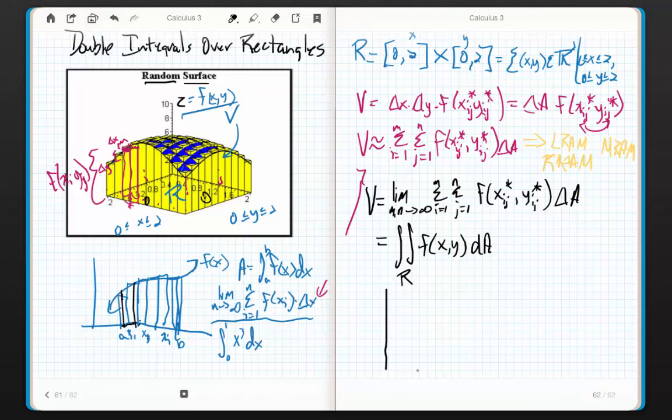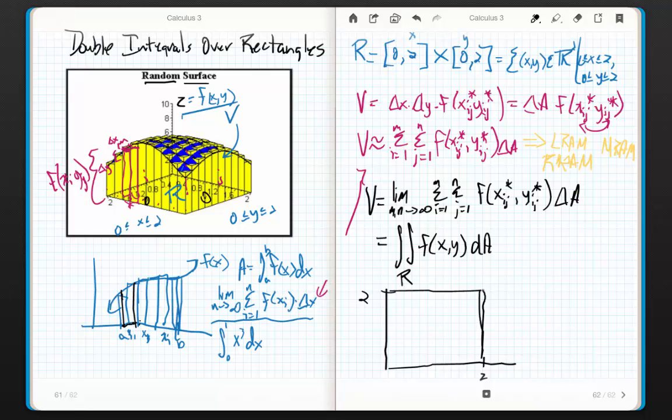Well, now we've got a problem, don't we? Because instead of breaking this up into one-dimensional subintervals of width delta x, now I have a grid to work from. Up here's 2, over here's 2. Instead of one-dimensional units, now I have these square or rectangular units. This one is delta y wide, and this one is delta x wide.